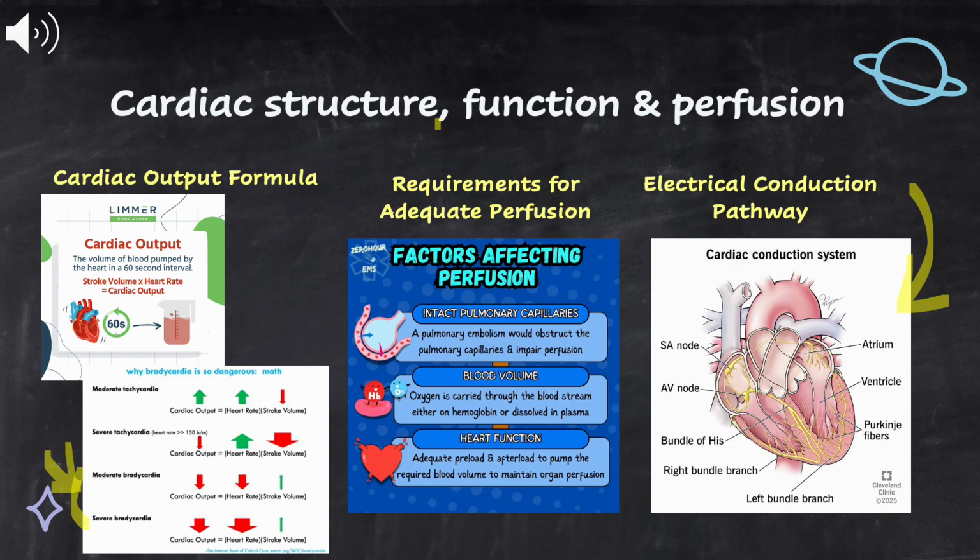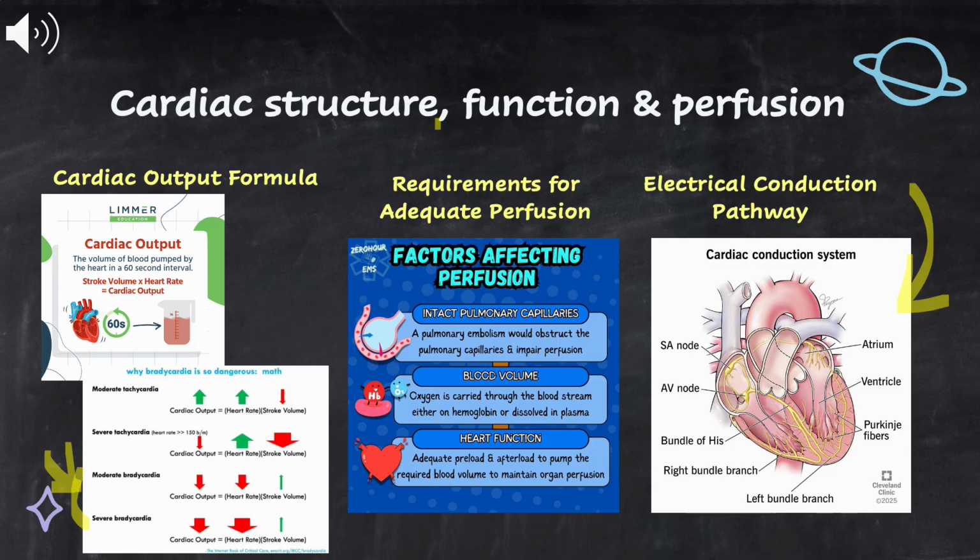The third section of this slide reviews the cardiac electrical conduction pathway. The electrical impulse begins in the sinoatrial, or SA, node, then travels to the atrioventricular, or AV, node, where a brief delay allows the ventricles time to fill. The signal then moves through the bundle of His and Purkinje fibers, triggering coordinated ventricular contraction. This precise sequence ensures efficient pumping and optimal cardiac output. Disruptions in rate, rhythm, or conduction directly affect perfusion and can quickly lead to clinical deterioration.